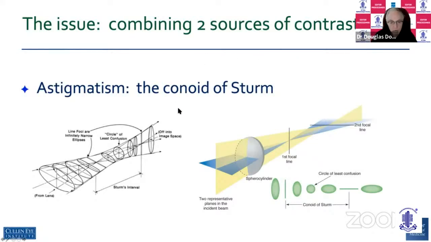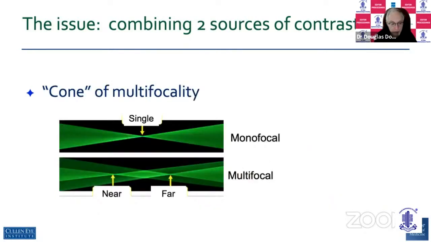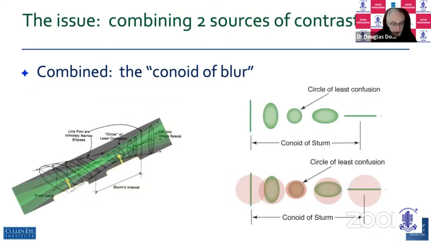We have, of course, our old friend, the conoid of Sturm for astigmatism, which means that light is not focused at any one given point when there's existing astigmatism. And then we have what I call the cone of multifocality with a multifocal or even an extended depth of focus IOL, where again, the light is not brought to any one point of focus. So when you combine these two, the conoid of Sturm and the multifocal IOL superimposed on it, you can see that the blur circles get larger for any of these various iterations of astigmatism when you have a multifocal IOL combined with astigmatism.